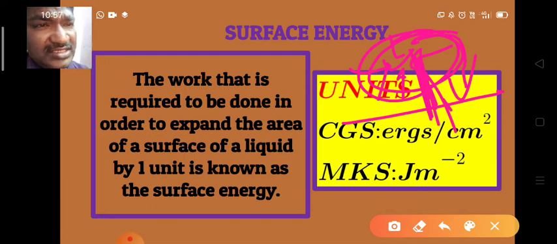The work that is required to be done in order to expand the area of the surface of a liquid by 1 unit of surface area. Here work means nothing but energy only. So the work that is to be done on the liquid surface to spread its area by 1 unit is defined as the surface energy. And here we have another term, that is the surface tension.